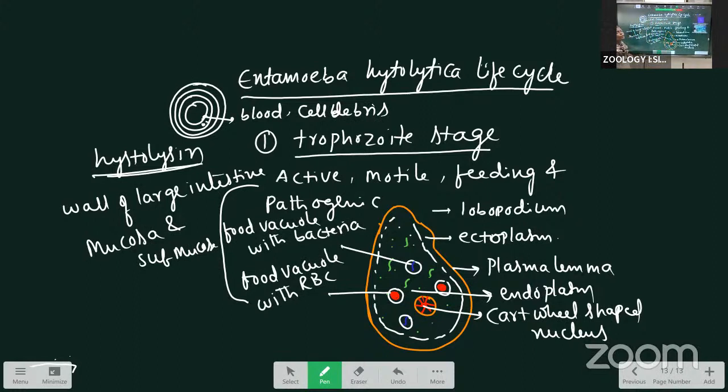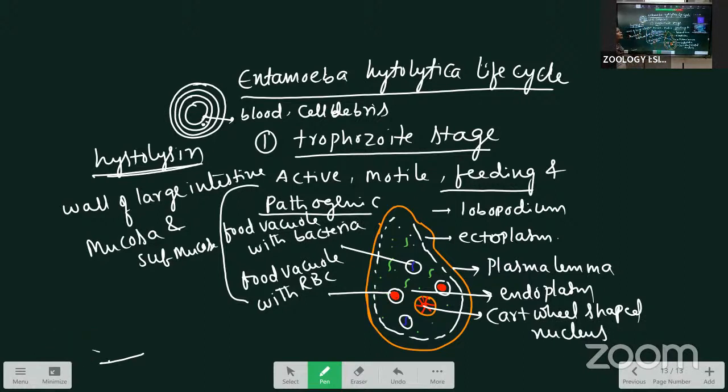Here, which one? The trophozoite stage takes blood and cell debris as food. That's why the food vacuoles are filled with RBCs. They can take RBCs from inside the blood, and the cell debris contains bacteria that they ingest. That's why we call it the feeding stage. They feed on the blood and the debris. They damage, meaning they dissolve, the intestinal wall and cause blood motions. That's why we call it the pathogenic stage.